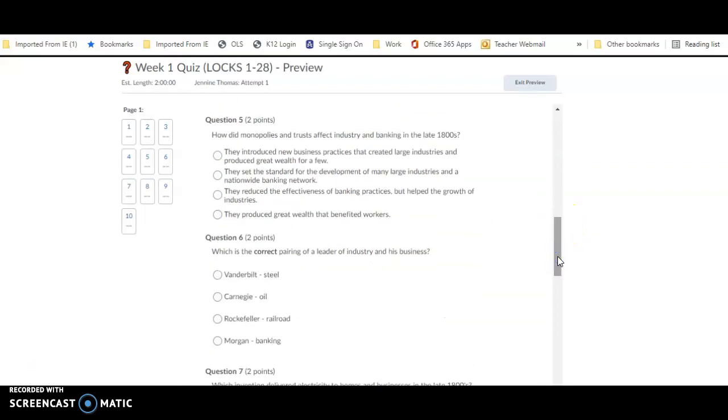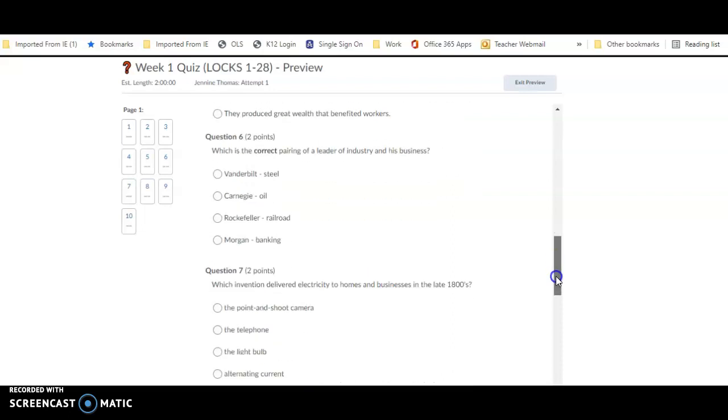Question number 5. How did monopolies and trusts affect industry and banking in the late 1800s? They introduced new business practices that created large industries and produced great wealth for a few. They set the standard for the development of many large industries and nationwide banking networks. They reduced the effectiveness of banking practices but helped the growth of industries. They produced great wealth that benefited workers.